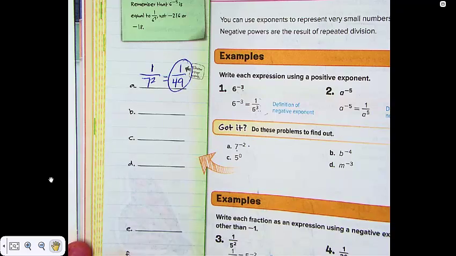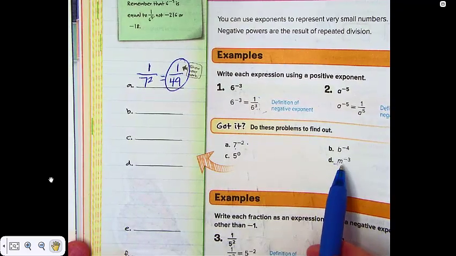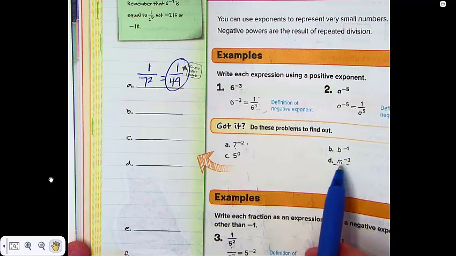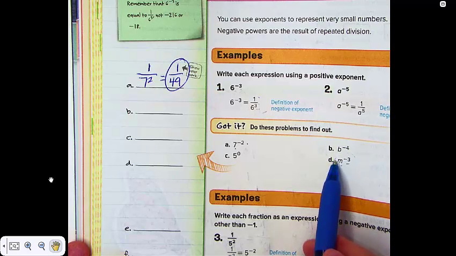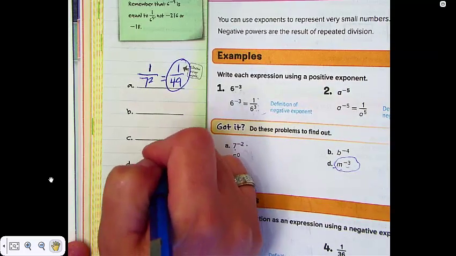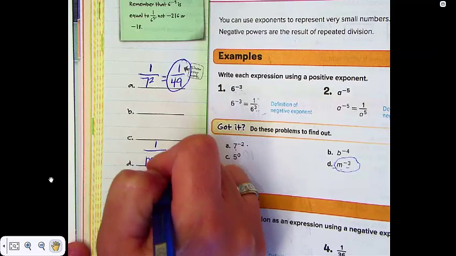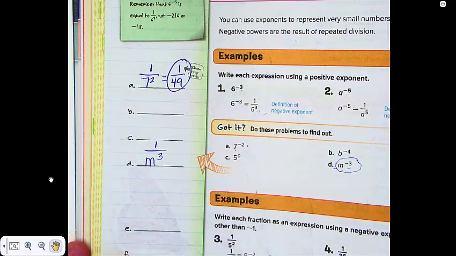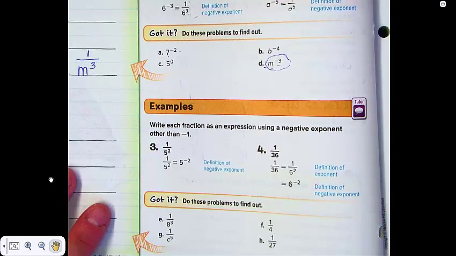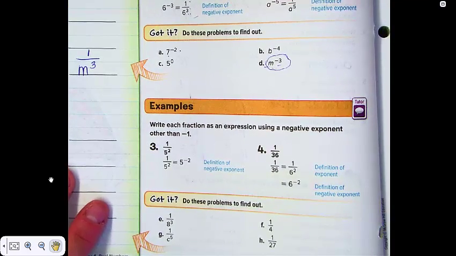Okay, let's jump down to D. It says m to the negative third. Again, I'm going to turn that into a fraction where I'm going to move this entire term to the bottom of the fraction to get rid of that negative 3. So it becomes 1 over m to the positive third. Okay? Now this next section, it says write each fraction as an expression using a negative exponent.